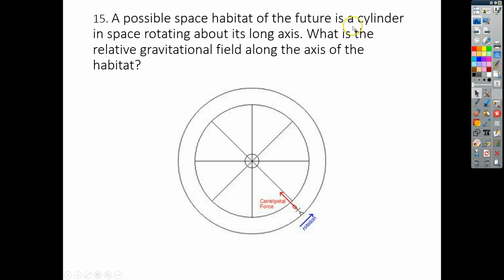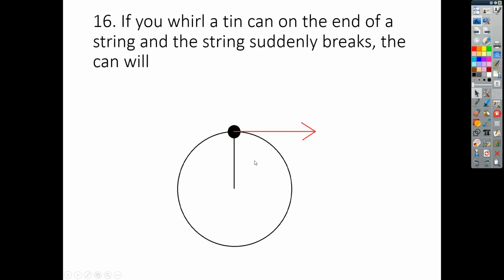A possible space habitat of the future is a cylinder in space rotating about its long axis. What is the relative gravitational field along the axis of the habitat? If you were right here, you would feel zero gravity. If you're out here, you're going to feel a lot of centripetal force, but when you get right in the smack dab center, you would float. If you whirl a tin can on the end of a string and the string suddenly breaks, remember, the can will move tangent to the circle.